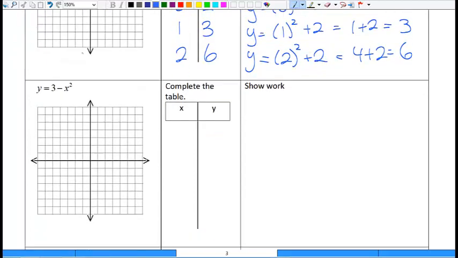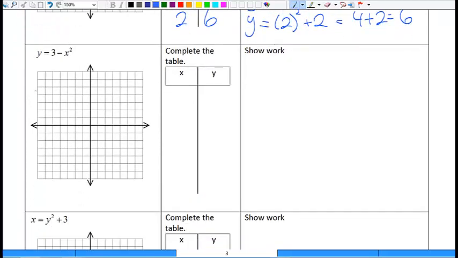Let's try the next one. Notice again, this is solved for y. So because it's solved for y, plugging in values for x's is going to be really simple. So let's go ahead and pick a whole bunch of x's. We're going to start with -2 to +2 because those are my favorites. So we have y equals 3 minus x squared.